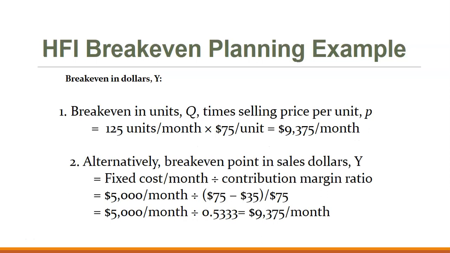Our break even in dollars is determined by taking that 5,000 a month fixed cost and dividing it by our 53.33% contribution margin ratio. We then see that we need $9,375 a month in sales. We can also take our break-even number in units times our unit selling price. We will get the same amount.